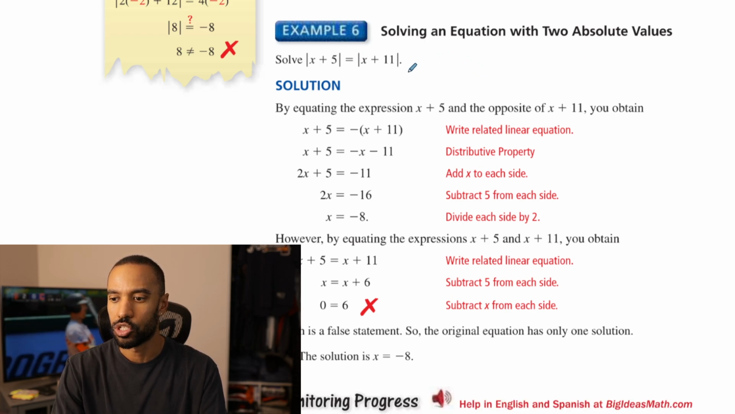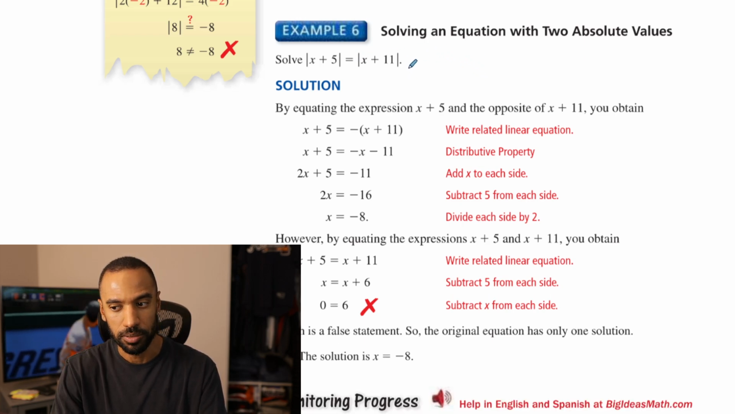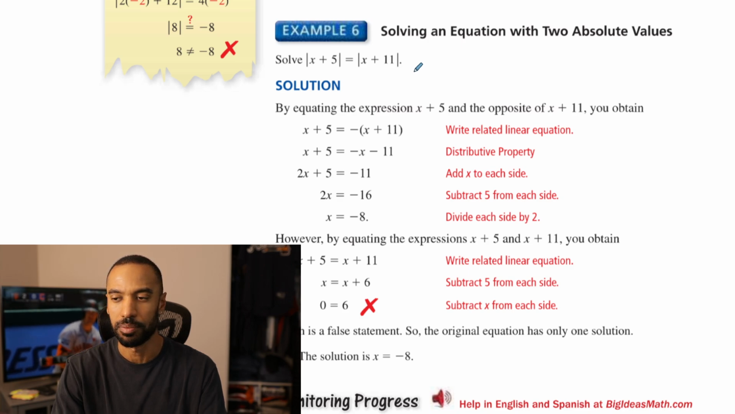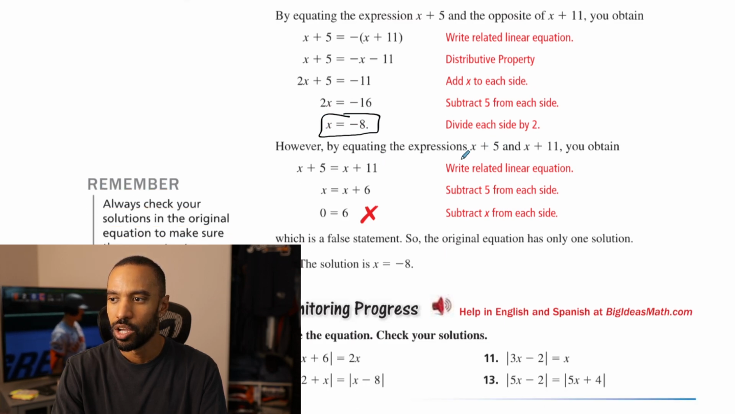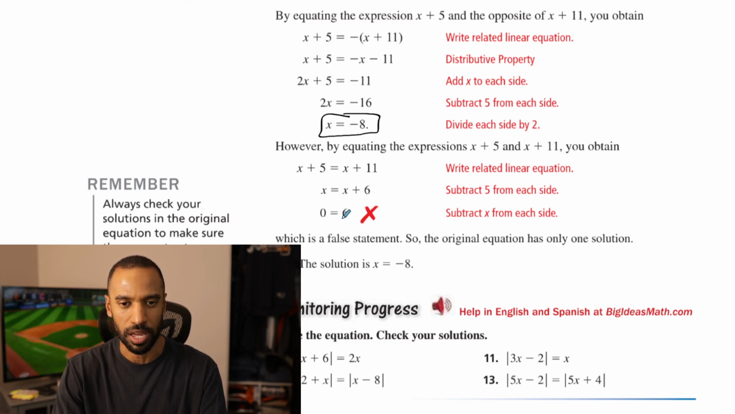Solving an equation with two absolute values. Hey, it's possible. Let's see. By creating the expression and this opposite, right? This either equals positive or negative x plus 11. Notice that negative x minus 11 distributes and you solve, you get x equals negative 8. All's good. But here, when you solve this one and set for the positive one, you get a no solution thing. You get a false statement.